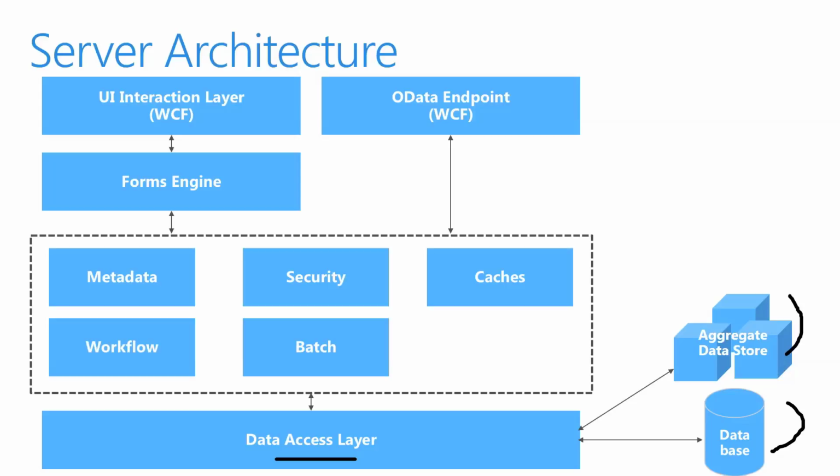The application layer will then include the system metadata and other components such as workflow, security, caches, as well as the batch engine. The user can then interact with the application through several different interfaces. You can connect through the OData endpoint. We can also connect through the user interface interaction layer, and we also have the forms engine.